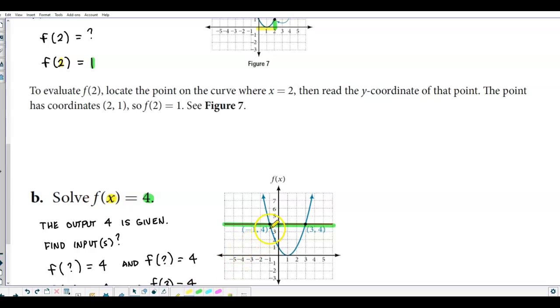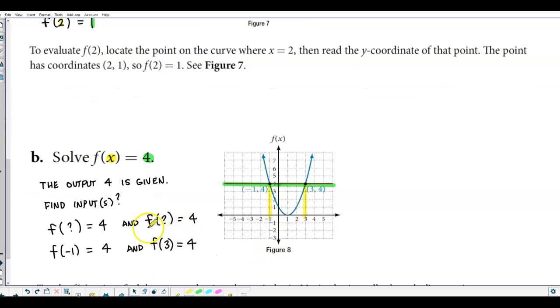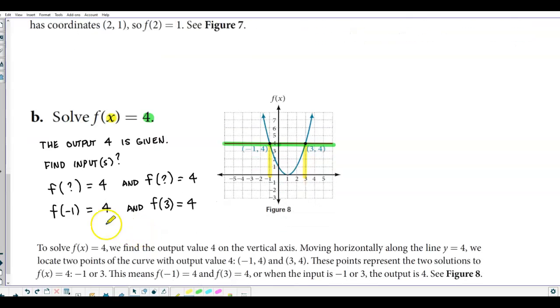Okay, and so what does that mean? That means that if I take this point that goes through the graph here at positive 4, I'm going to go down to figure out what point is it hitting on the x-axis? Well, it's negative 1. And then over here also, if I go down, what number is it hitting on the x-axis? Well, it's 3. So that means there's 2 inputs. That means we have an input of negative 1 and we have an input of 3.